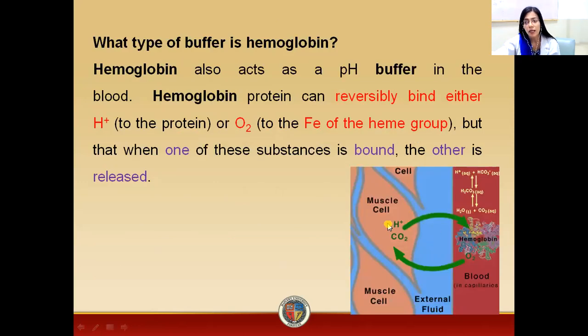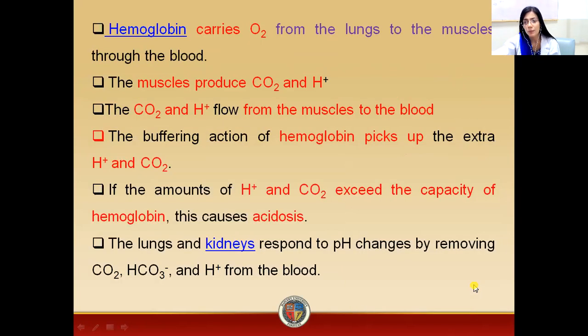This carbon dioxide and hydrogen ion is removed from the muscles and is moving towards the blood. Now, the buffering action of hemoglobin will pick up the extra hydrogen and carbon dioxide, and this carbon dioxide will then be removed from our body with the help of the lungs or different chemical reactions or steps which are happening in our body. This hydrogen is binding itself with the heme part of the hemoglobin so as to neutralize this addition of hydrogen.